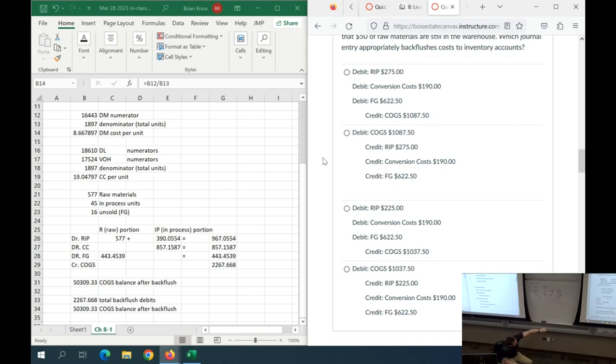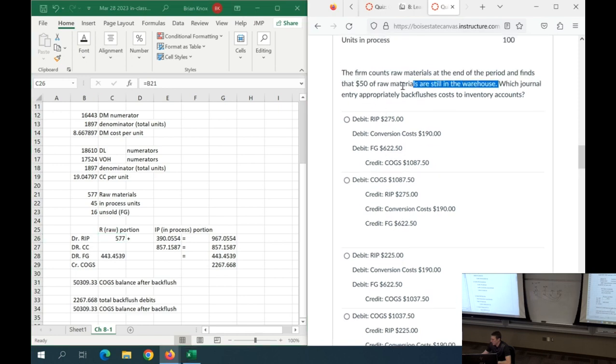So B and D or 2 and 4, whatever it is, those are not in the pattern of a backflush entry. So we can rule those out immediately. And guess what? We also know, at least you will, that missing the raw portion is a perennial testable item here. And that is the difference between A and C. $50 in RIP, which happens to be the raw portion here.